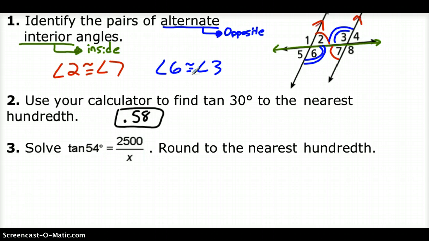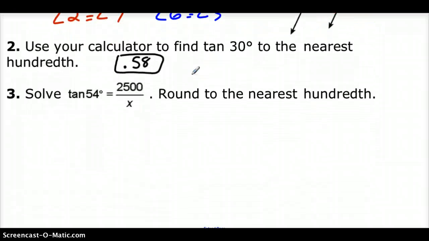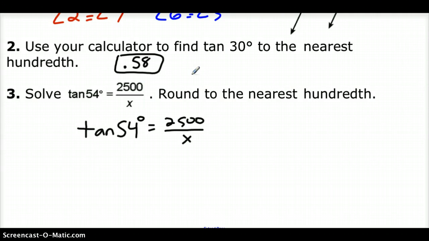Finally, the last part says, if the tangent of 54 degrees equals 2500 divided by x, solve and round to the nearest hundredth. I'm going to rewrite this so I can work it using algebra. Tangent of 54 degrees equals 2500 over x. I'm trying to figure out x, so I'll move x out of the denominator by multiplying both sides of the equation by x.